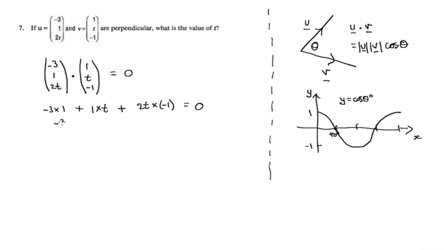So we now have minus 3, 1 times t is t, and 2t times negative 1 is just minus 2t. So minus 3, plus t, minus 2t is minus t, equals 0. So let's add t to both sides. That will disappear and we get a t appearing over there. So t is equal to minus 3. Let's just check the choices that were given. t equals minus 3 is choice A.